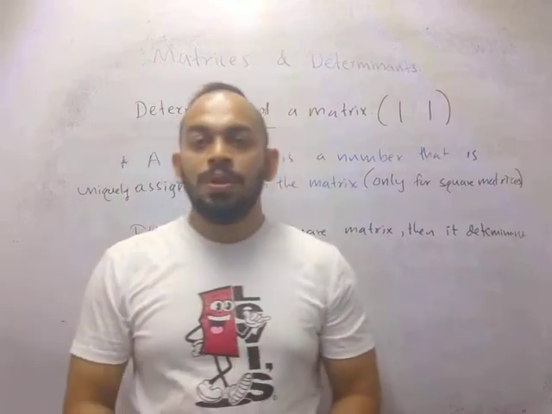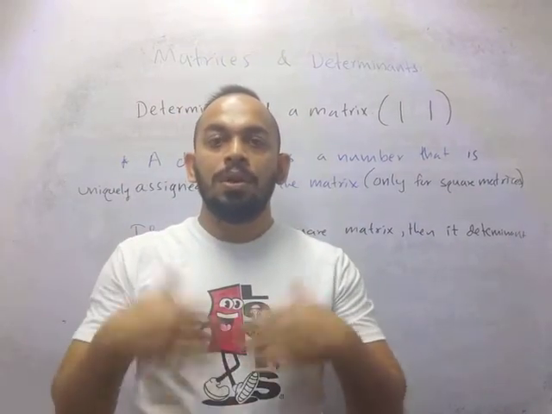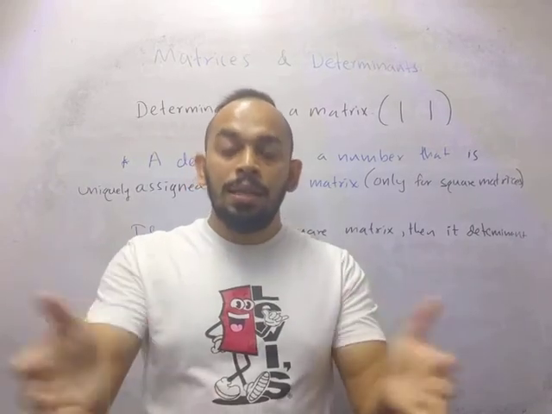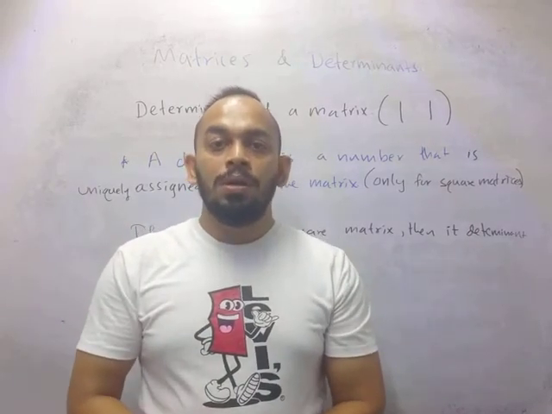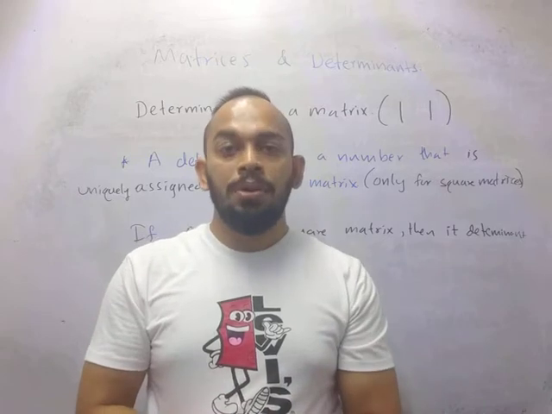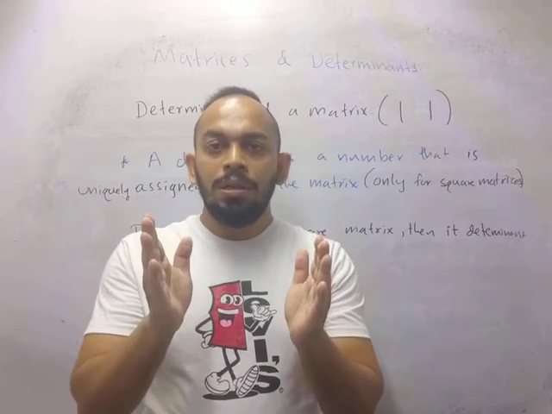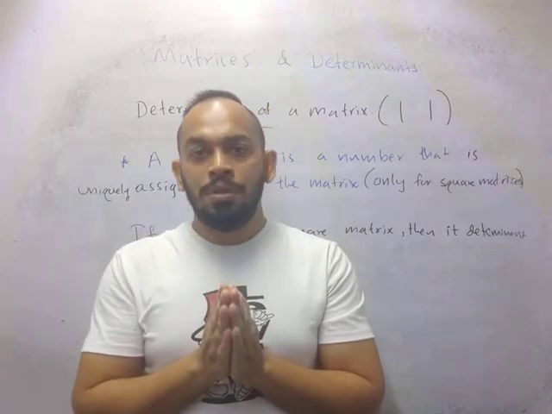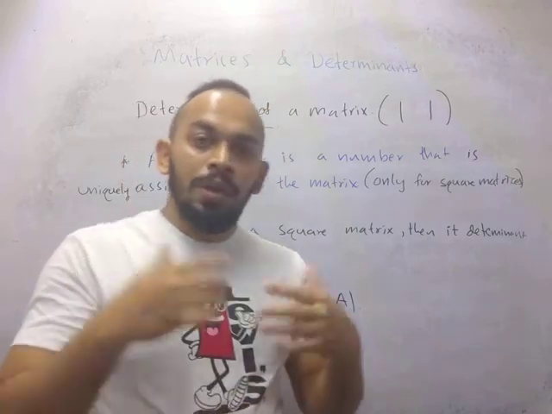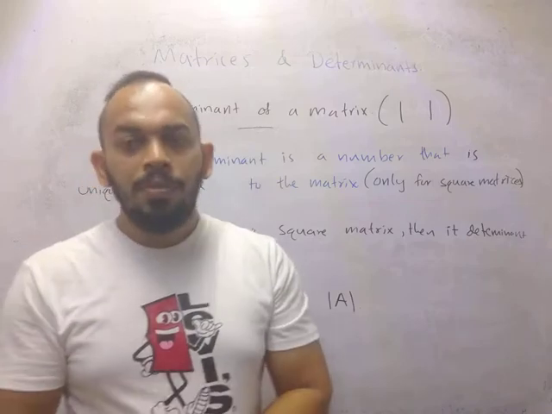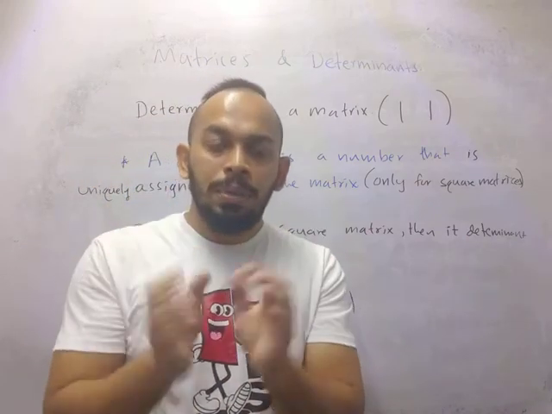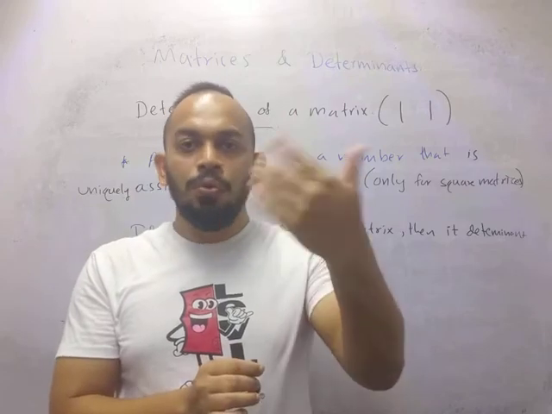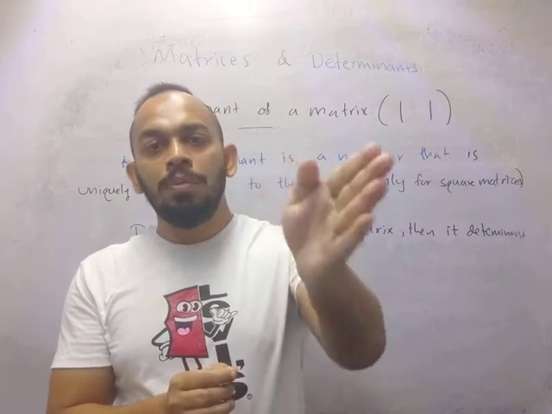Right. So in this video, I'm going to introduce you to the concept of a determinant of a matrix, and then we will move into defining what an inverse matrix is. Determinants and inverse matrices are defined only for square matrices. When you have a square matrix, there's this thing called a determinant. The determinant is merely a real number assigned to a matrix.